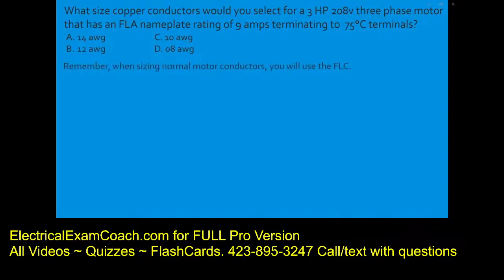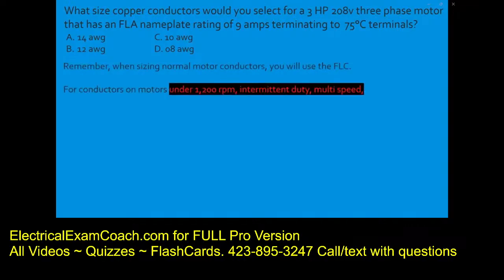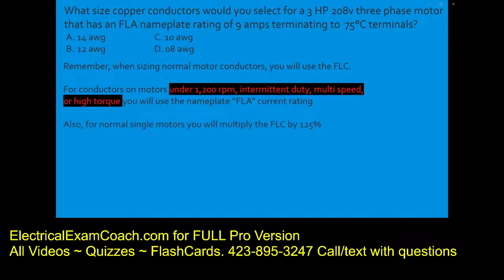So remember, when sizing normal motor conductors, you will use the FLC. For conductors on motors that are under 1200 RPM, intermittent duty, multi-speed, or high torque, you're going to use the nameplate FLA rating. For normal single motor conductors, you're going to multiply that FLC by 125%. So first we go find our FLC. We go to table 430.248 for single phase, and we go to 430.250 for 3-phase.